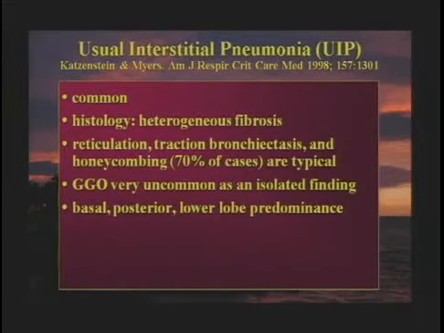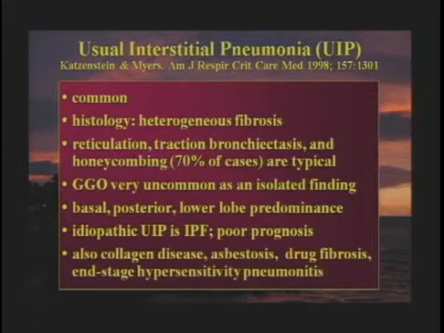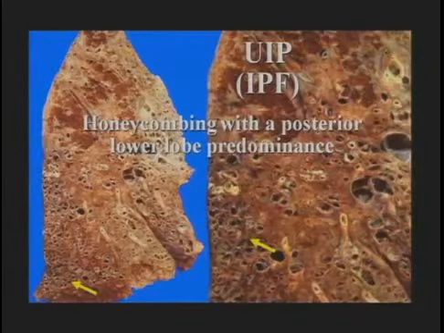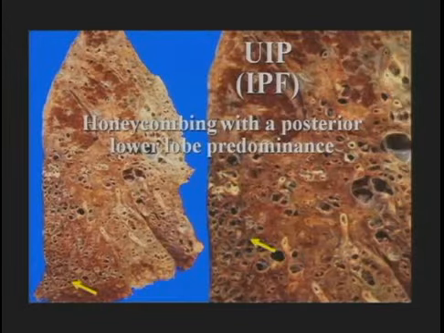The abnormalities have a basal, posterior, and lower lobe predominance. That's very important in diagnosis. Idiopathic UIP is IPF. It has a very poor prognosis. Also, the differential diagnosis, as I have mentioned, collagen diseases, asbestosis, drug fibrosis, end-stage hypersensitivity pneumonitis may be associated with UIP on histology. Now, this is a lung slice, a sagittal lung slice in a patient who has UIP associated with idiopathic pulmonary fibrosis. And what you can see on this path specimen is honeycombing with a posterior lower lobe predominance.